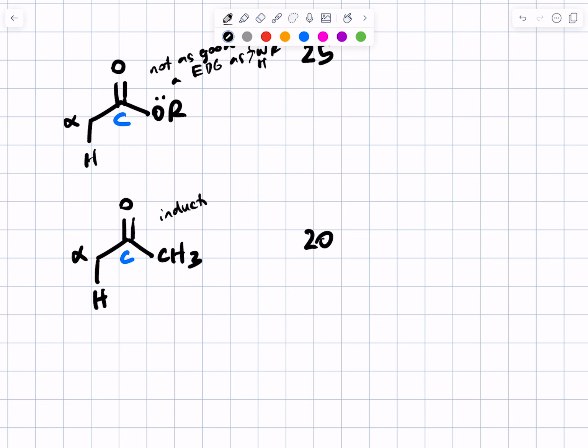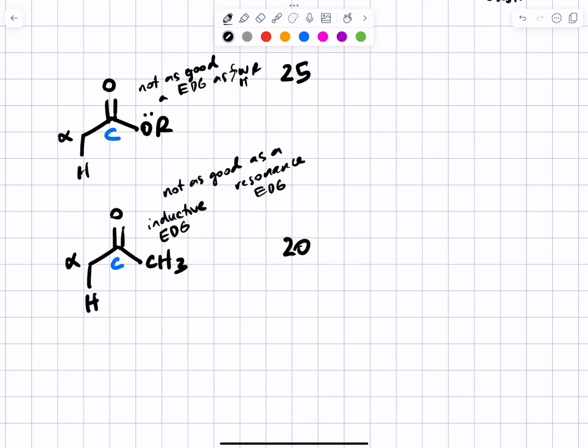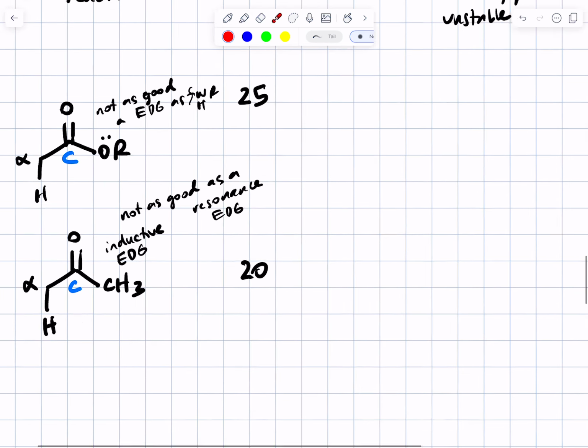So the methyl group is an inductive electron donating group, but it's not as good of a donating group as a resonance electron donating group. So you expect, as you've learned, the ketone to be more reactive than the ester. It's easier for a nucleophile to attack the ketone than it is to attack the ester. Similarly, it should be easier for a base to remove the alpha proton.